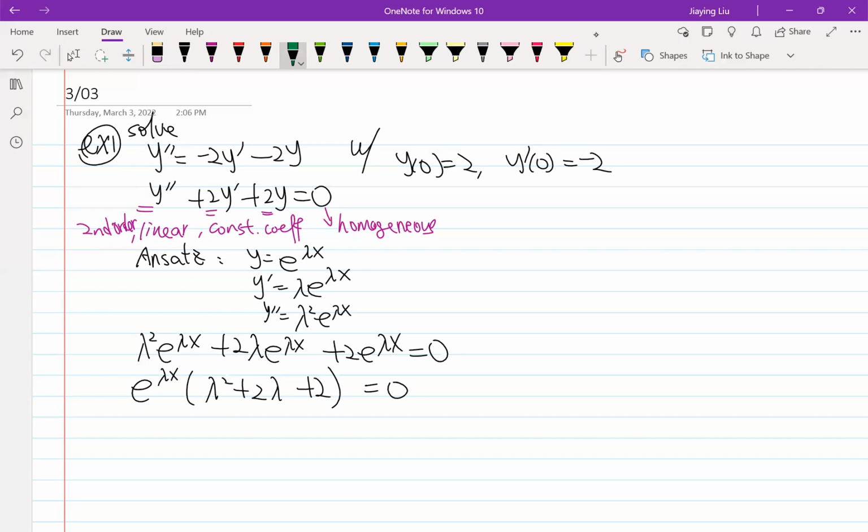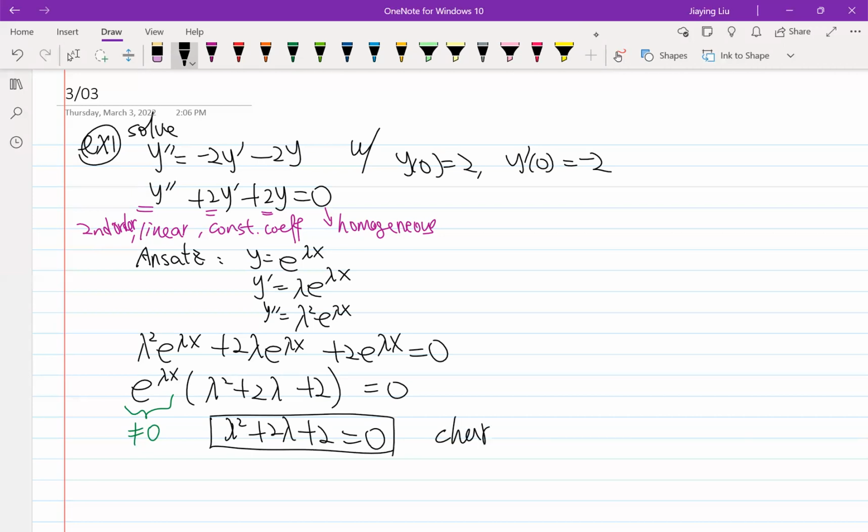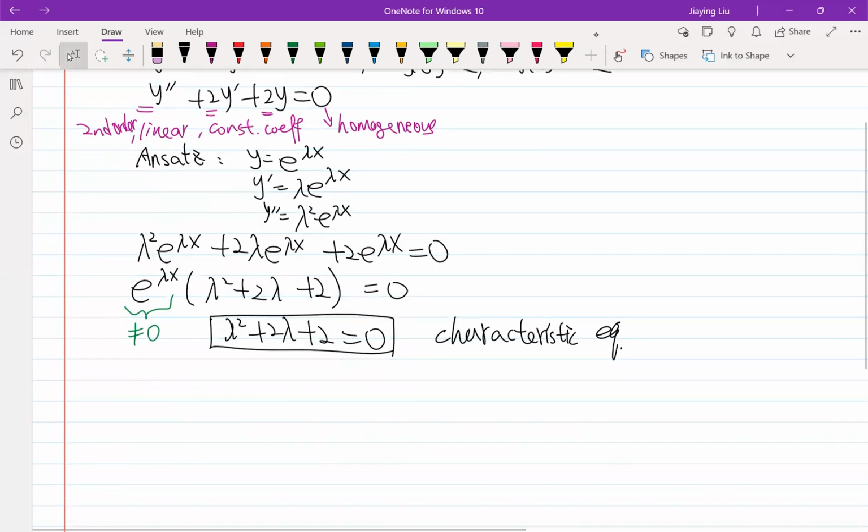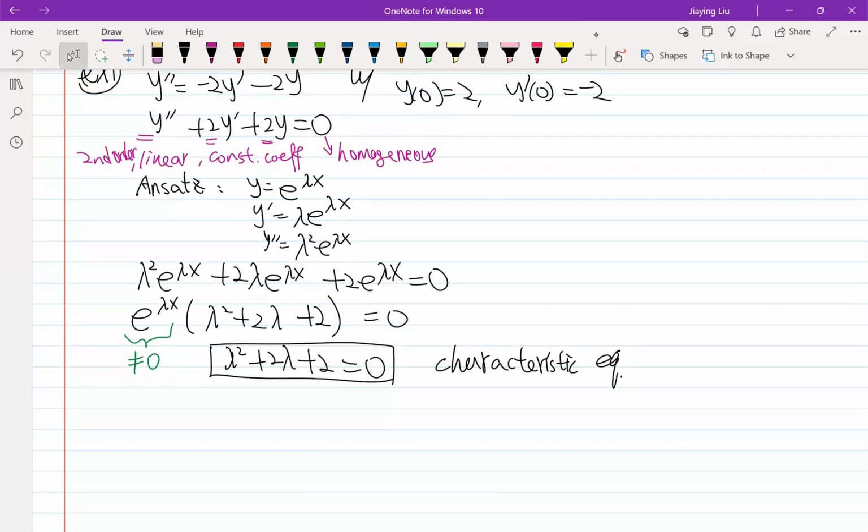Based on what we learned in the past, e to the lambda x is never equal to 0 as an exponential expression, which tells us that the remaining part, lambda squared plus 2 lambda plus 2, has to be 0. Otherwise, we're not going to have a 0 on the right-hand side. This is the characteristic equation. And we can solve for lambda. If we know what lambda is, then we know what the solution will look like.